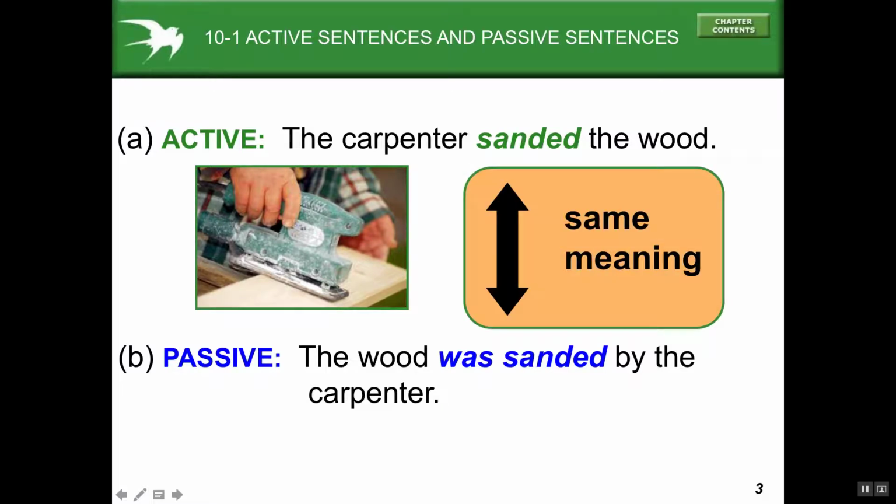Now, these sentences have the same meaning, but the difference is that they have a different emphasis, because in English sentences, the thing that comes first in the sentence is the thing that feels emphasized, or the thing that has the most emphasis. So if you want to emphasize the carpenter, you would use the active version. But if you wanted to emphasize the wood, then you could use the passive.